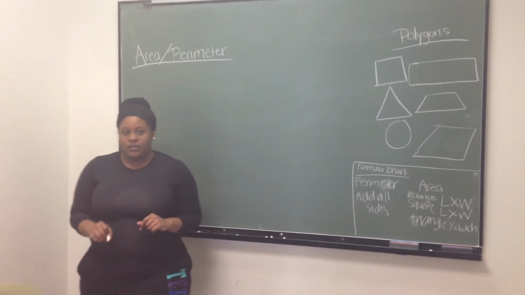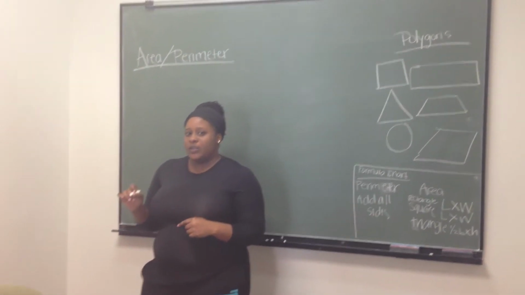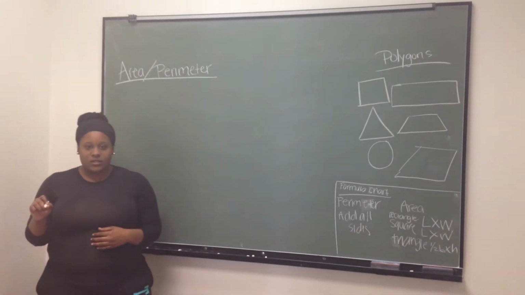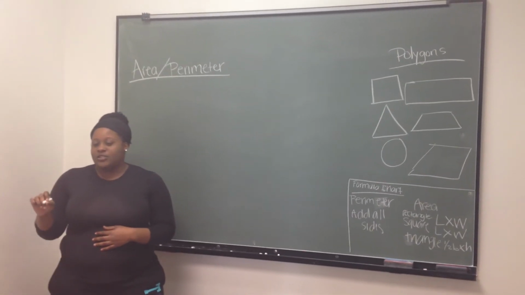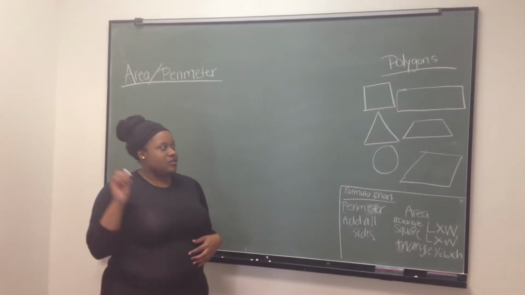Class, today we're going to talk about area and perimeter. Can anyone remind me of the polygons we learned about last week? Jasmine, can you remind me of a few polygons? A square and a circle.